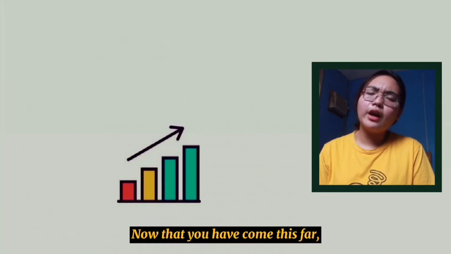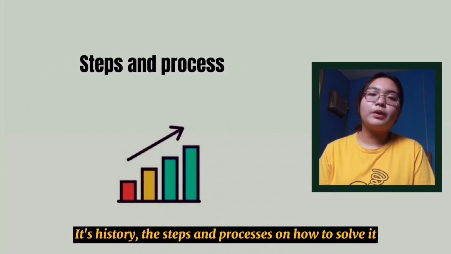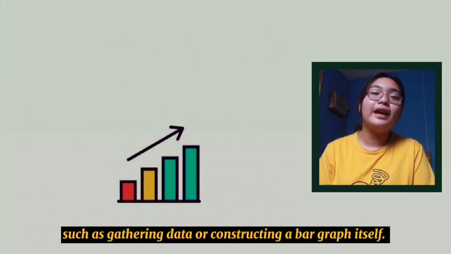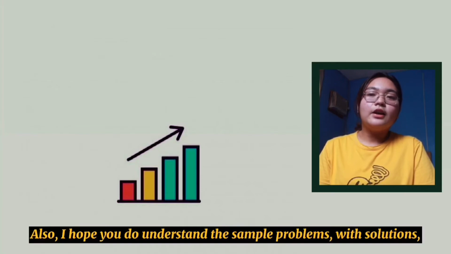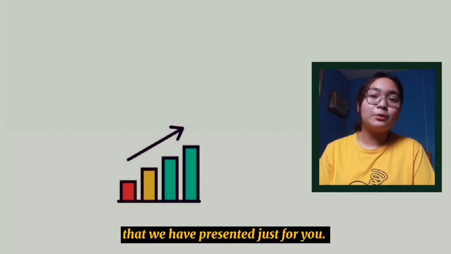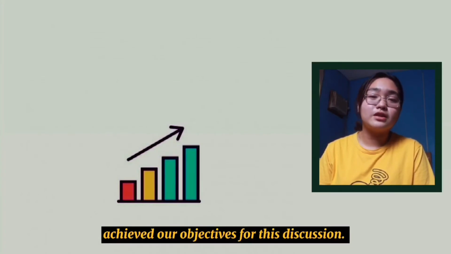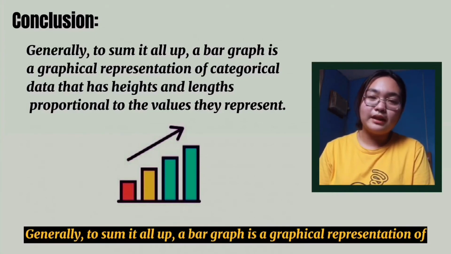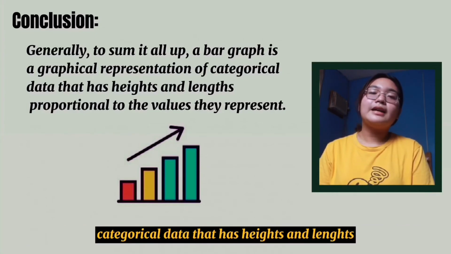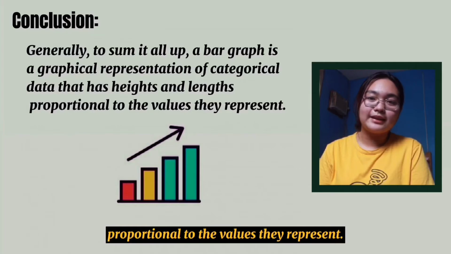Now that you have come this far, I would assume that you have learned what a bar graph is, its history, the steps and processes on how to solve it, such as gathering data or constructing a bar graph itself. Also, I hope you understand the sample problems with solutions that we have presented just for you. I would assume that we have achieved the objectives for this discussion. Generally, to sum it all up, a bar graph is a graphical representation of categorical data that has heights and lengths proportional to the values they represent.